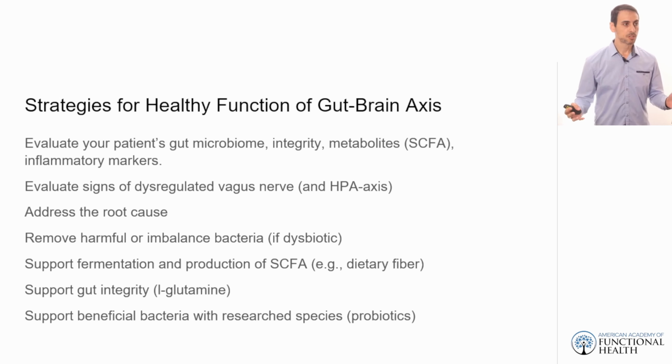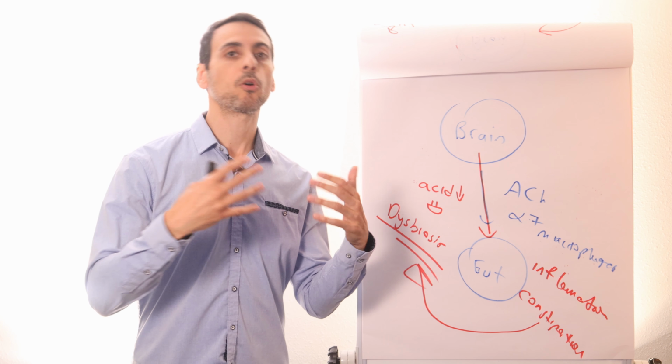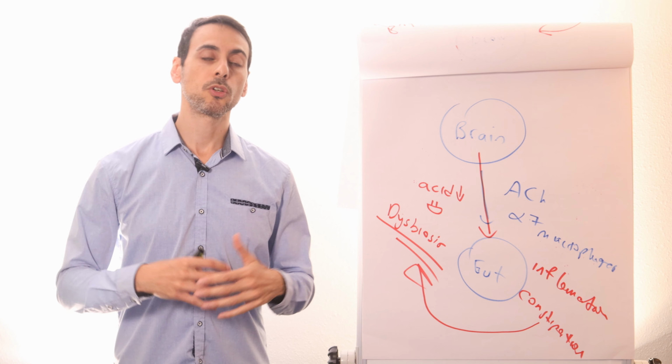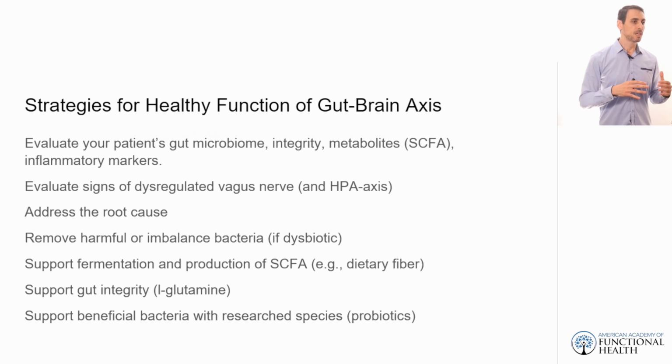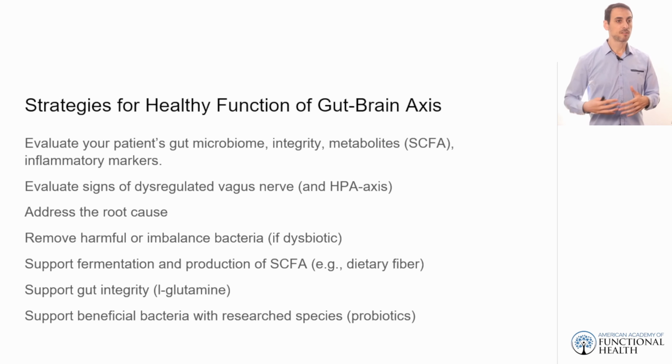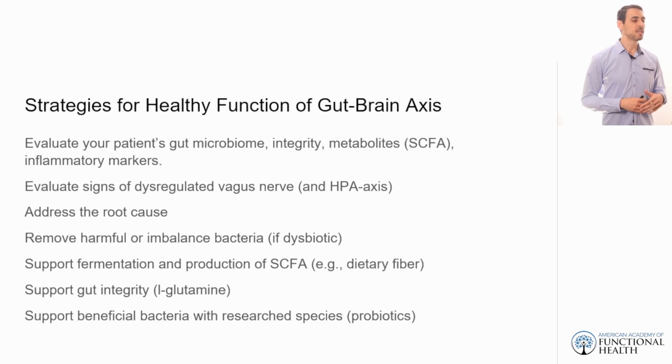If there's dysbiosis, remove the harmful or imbalanced bacteria. Now, in some cases, we're able to use a more gentle herbal approach using antibacterials. And then we have to support the fermentation and production of short-chain fatty acids. So our patient must eat fiber, fruits, and vegetables. That's really important. And then support the gut integrity. For example, L-glutamine. There are certain protocols where L-glutamine will be appropriate. And then, of course, probiotics are a really good tool to support the beneficial bacteria when you use research species.